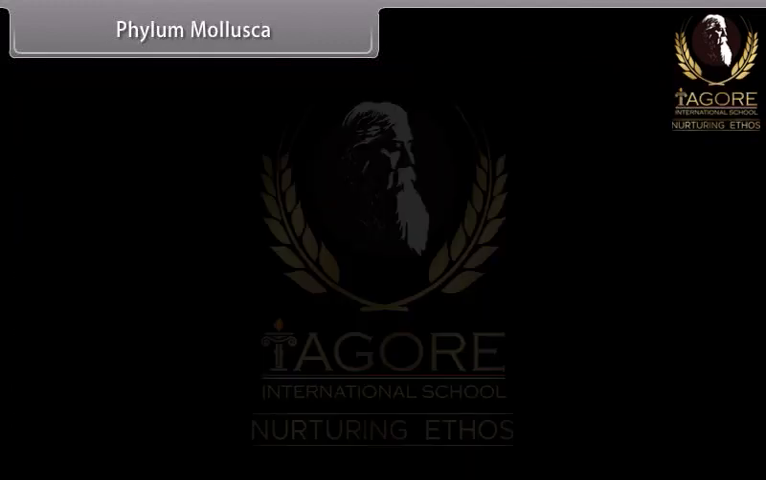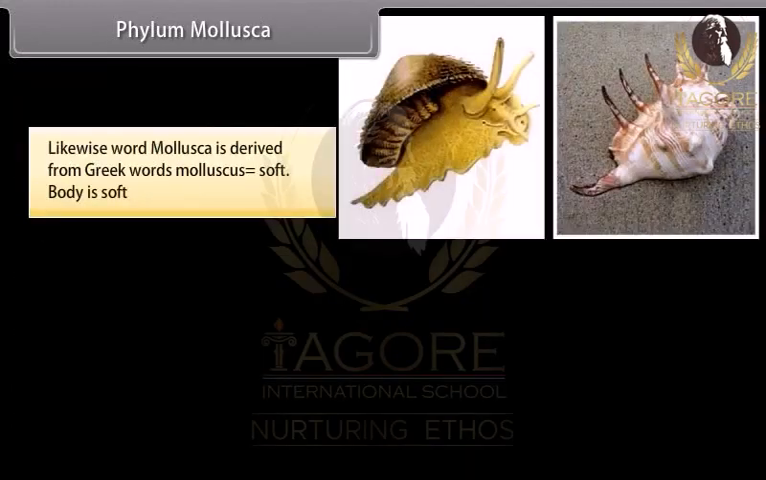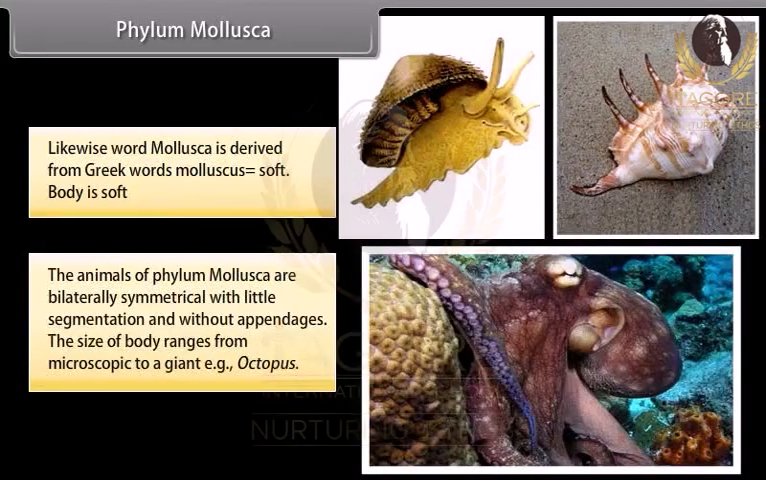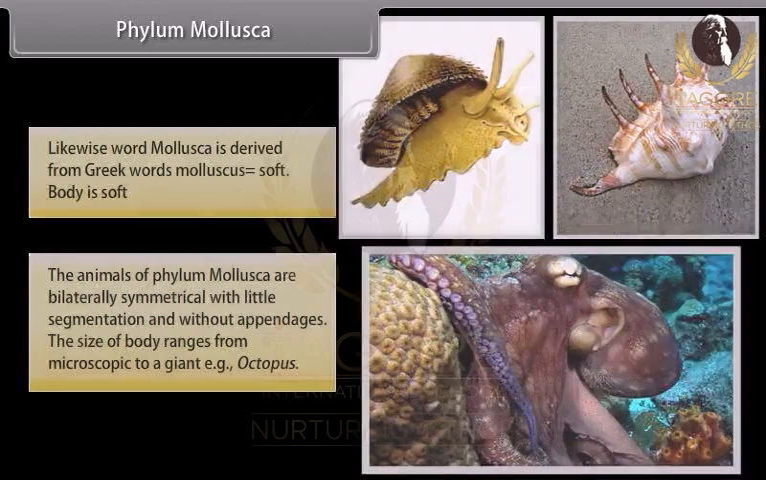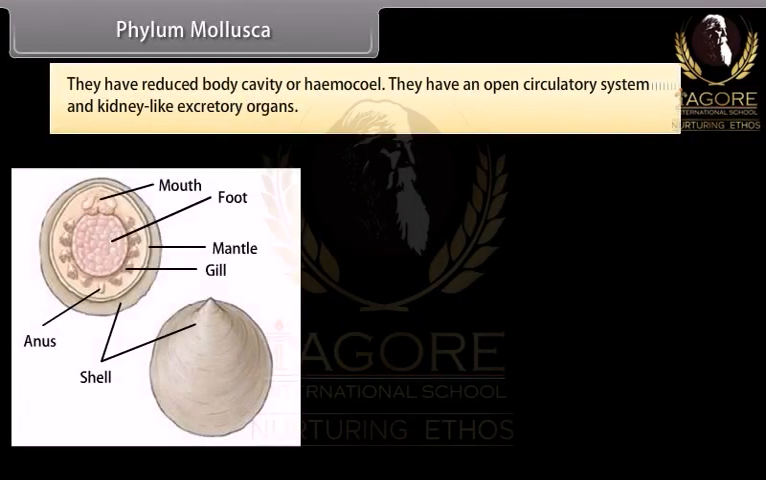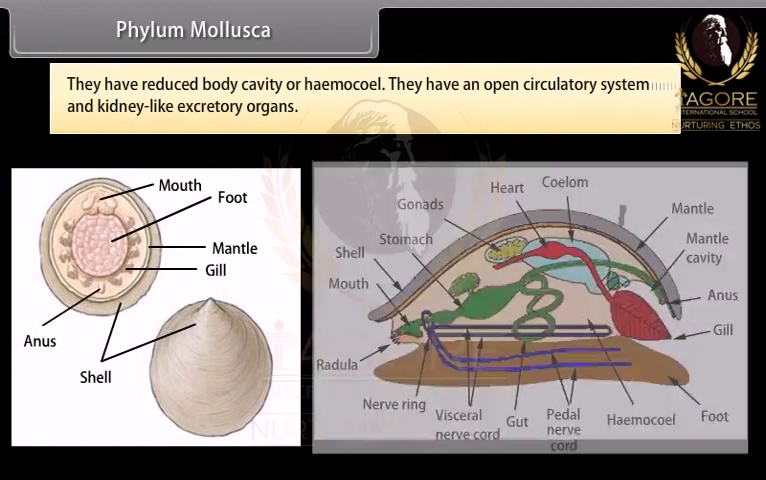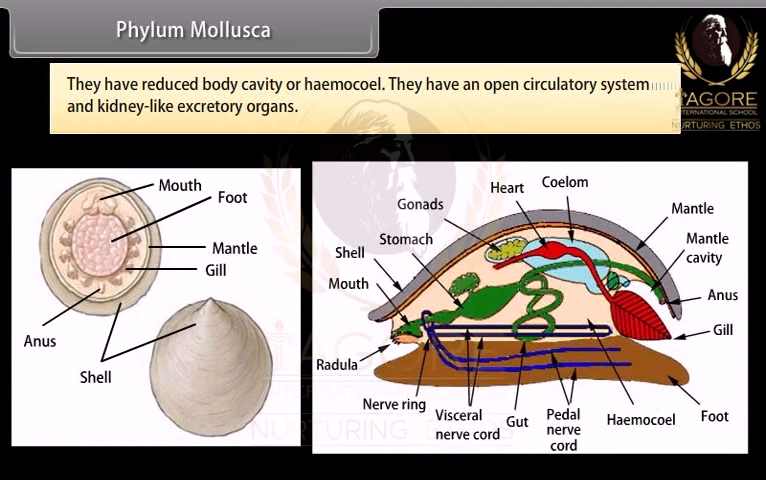Phylum Mollusca. Likewise, the word Mollusca is derived from the Latin word molluscus, soft, meaning the body is soft. The animals of phylum Mollusca are bilaterally symmetrical with little segmentation and without appendages. The size of the body ranges from microscopic to a giant, that is, the octopus. They have a reduced body cavity or hemocoel. They have an open circulatory system and kidney-like excretory organs.